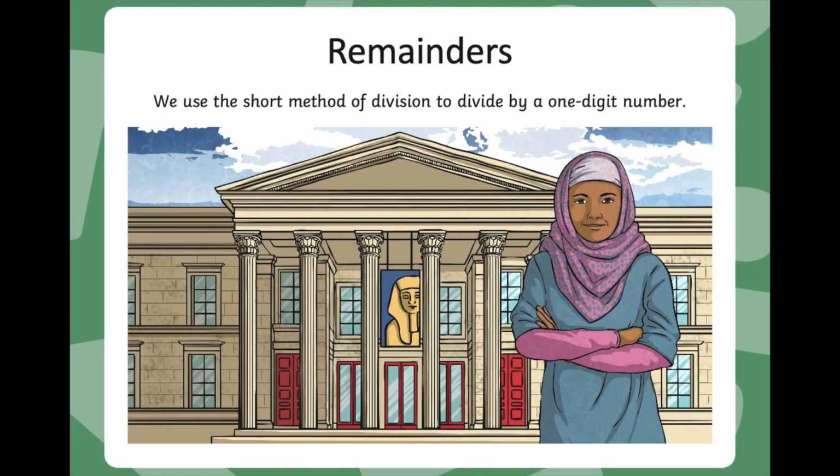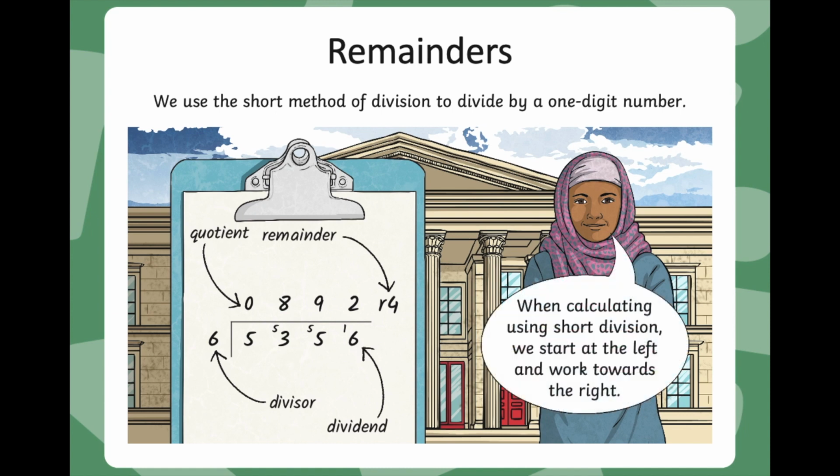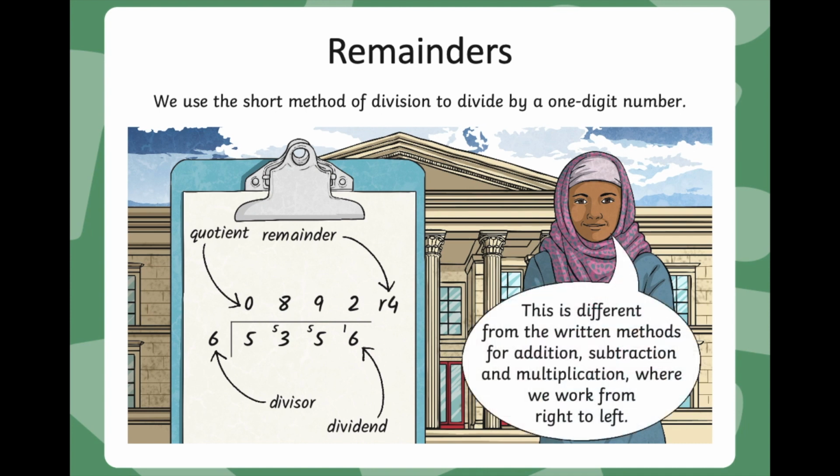Remainders. We use the short method of division to divide by a one-digit number. So just another reminder, we've got our dividend, 5,356, our divisor, which is 6, our quotient, which is the number of equal parts, and the remainder. And when calculating short division, we start at the left and work towards the right, which is different from addition, subtraction, and multiplication, where we go from right to left.